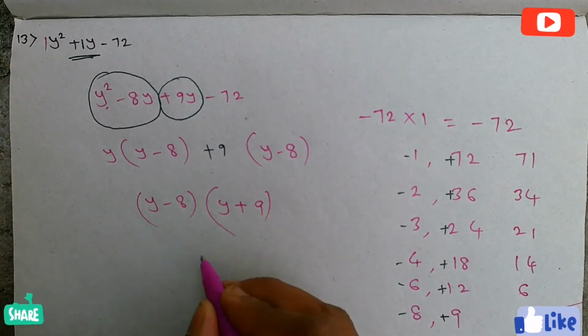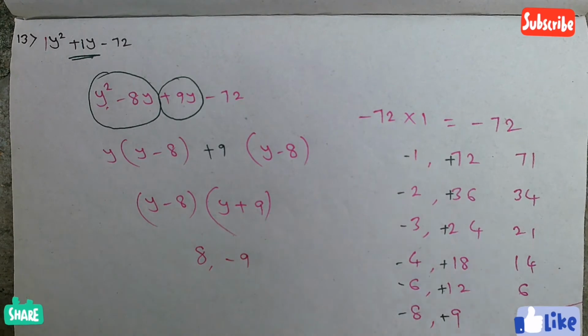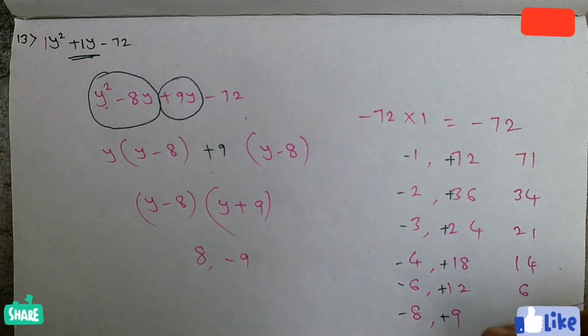Here minus 8 is there, so plus 8 is a 0, plus 9 is there, so minus 9 is a 0. So the two zeros, solutions or roots of the given polynomial, are 8 and minus 9. Okay, let us check one more question.